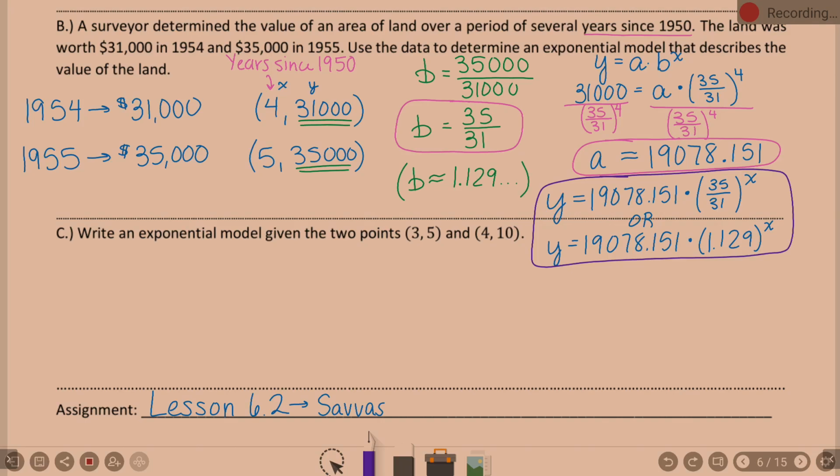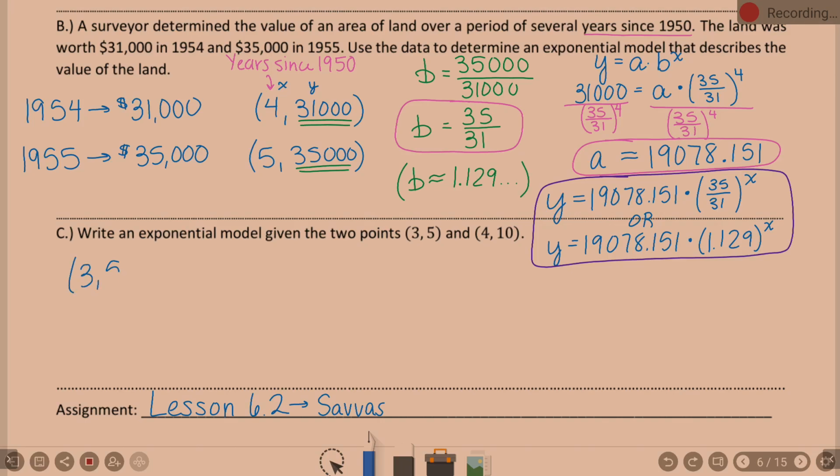Now, I feel like I saved the easiest problem for last. Write an exponential model given the 2 points 3, 5, and 4, 10. Why is this one easier? They're giving you the ordered pairs. The ordered pairs are there, folks. The process is no different than the last 2 problems. We just don't have to set up the ordered pairs.